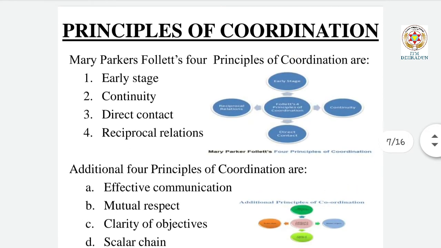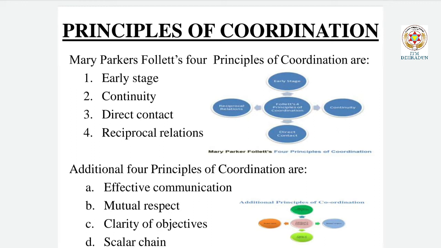Let's come to the principles of coordination. Mary Parker Follett gave four principles of coordination, or the main principles of coordination, that is the early beginning, continuity, direct contact, and reciprocal relations. But there are additional four principles of coordination, that is effective communication, mutual respect, clarity of objective, and scalar chain.